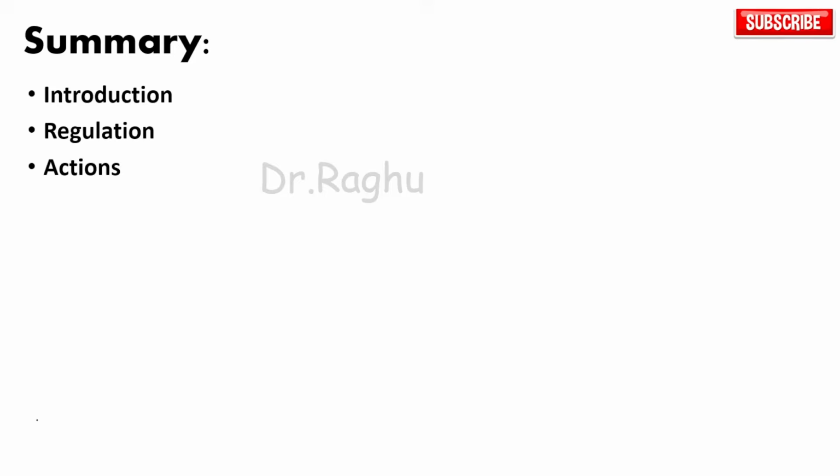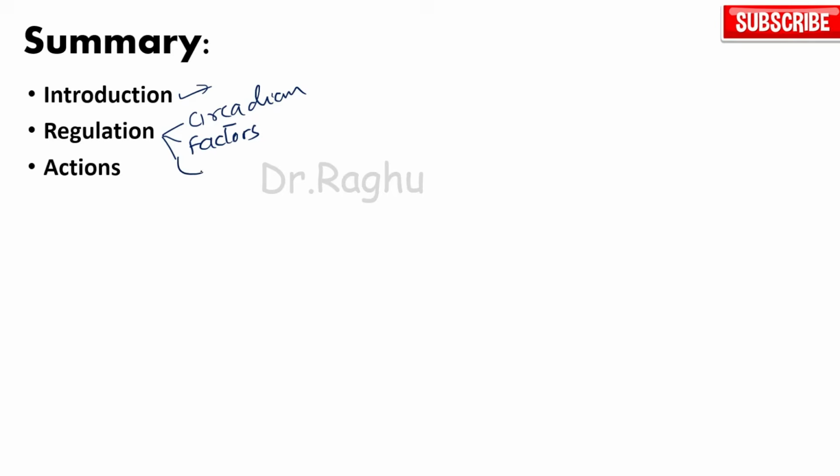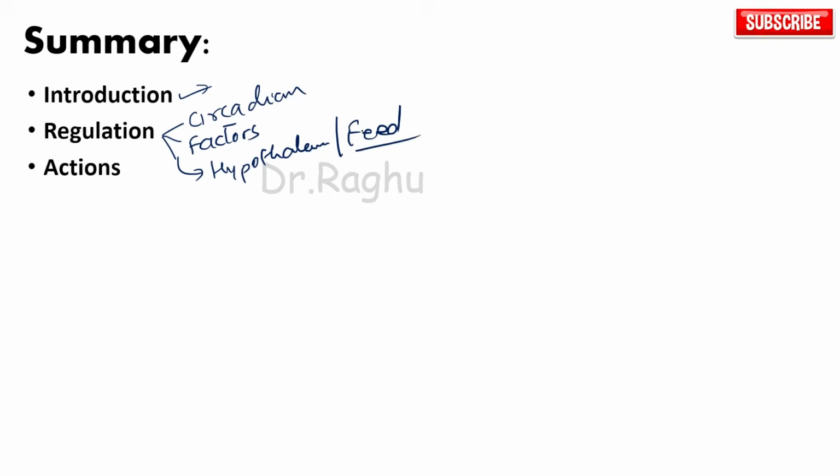So let's summarize the entire class. We started with the introduction. We got to know from which gland the growth hormone is produced and which cells are producing the growth hormone. And then we understood the regulation, and I told you to always write the regulation in 3 parts. First, write regarding the circadian rhythm. Then write the factors which affect the growth hormone secretion, and then write the role of hypothalamus and the various feedback mechanisms.